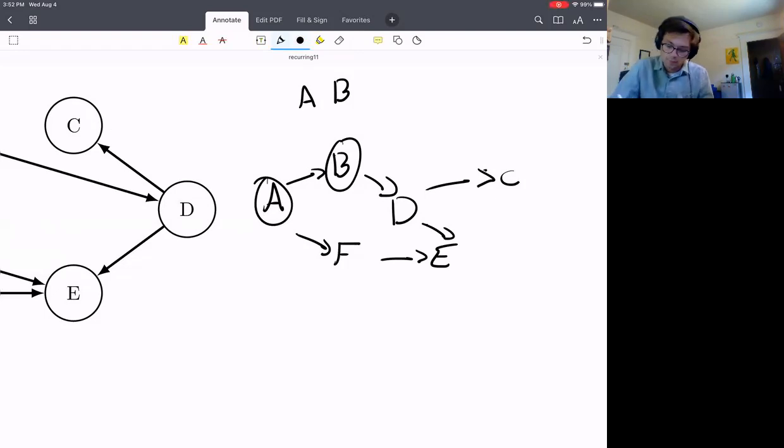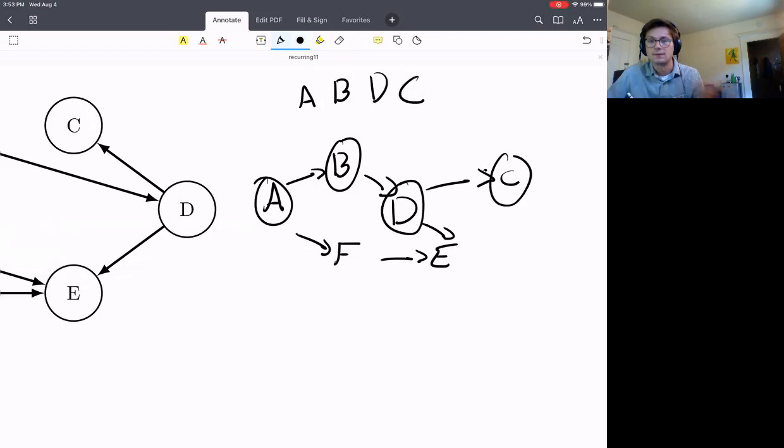Okay, sure. What's another one to do next? D. We can do D because in order to traverse D, we need to have traversed all its dependencies. B is pointing at D, but we've already traversed it, and A is pointing at B, but we've already traversed it, so it's fine. Okay, so next we can traverse C. Same reason, because C is getting pointed to by D, and we've already traversed D. We cannot traverse E instead, right? I just traversed C, but we cannot traverse E instead.